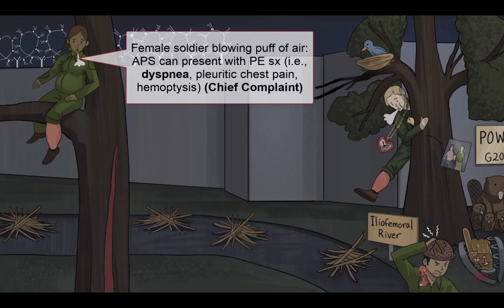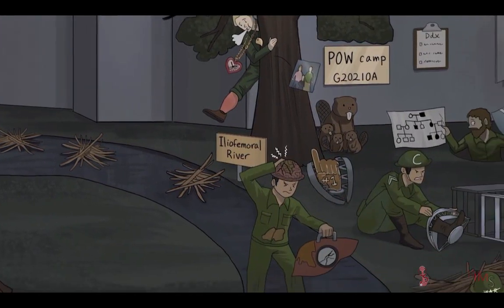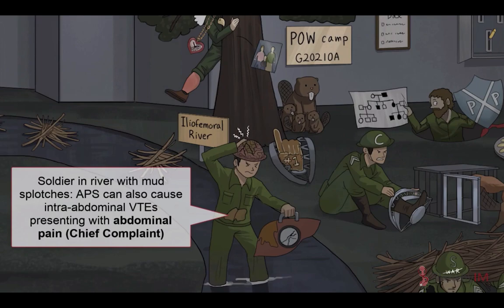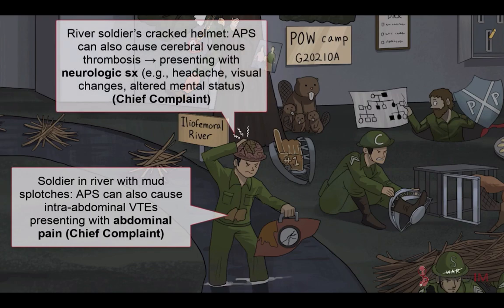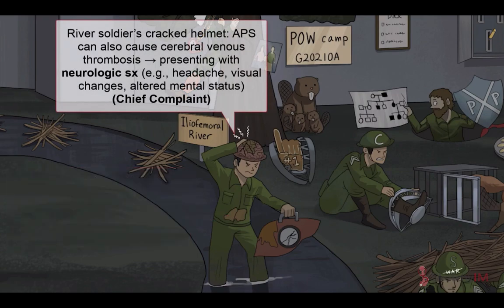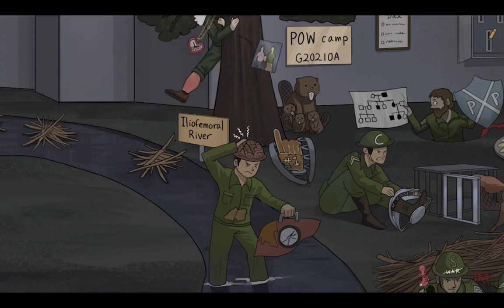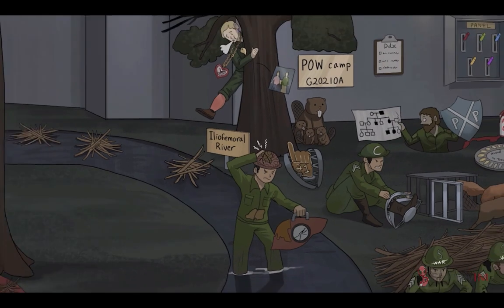Remember the classic symptoms of dyspnea, pleuritic chest pain, and rarely hemoptysis. Likewise, antiphospholipid syndrome can also cause VTEs in unusual locations, such as intra-abdominal venous clots, which can present with abdominal pain, and cerebral venous thrombosis, which can present with neurologic symptoms. Proximal or upper extremity VTEs, such as axillary, subclavian, or inferior vena cava clots, should be red flags for antiphospholipid syndrome as well. Remember though, antiphospholipid syndrome isn't limited to just the venous system like the other thrombophilias.